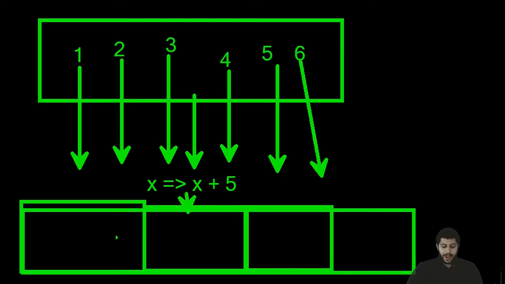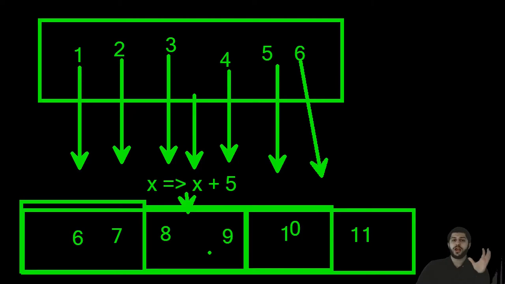So the function here is y equals x plus 5. Now x stands for the item in the collection, and what we need to do is add 5 to each item. So we add 5, we get 6, 7, 8, 9, we get 10, we get 11, and so forth. So it's just a way to morph a collection into another one, or change every single element in this collection with some defined criteria.